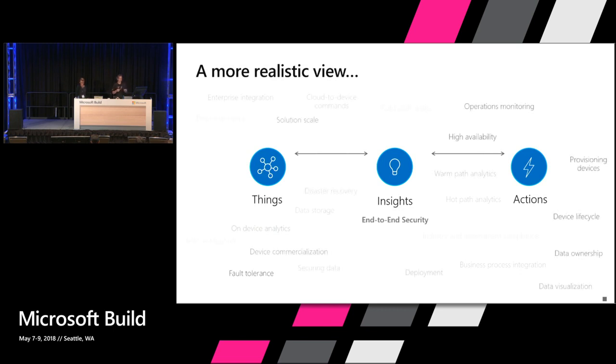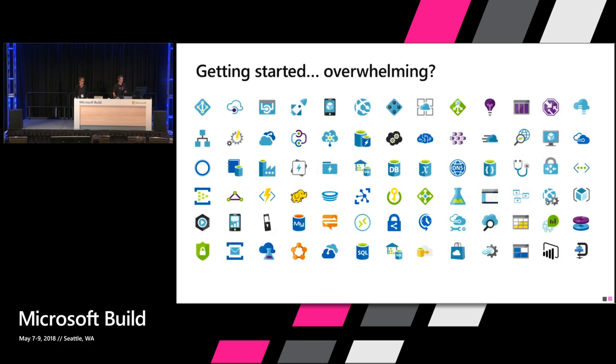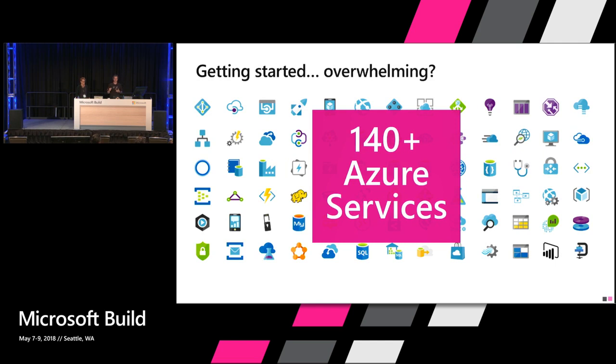Then we start to layer on a more realistic view. We have to think about things like end-to-end security and device management and solution scale or high availability. And then we start layering technology on top. There are over 140 Azure services. Sometimes it feels to me like updates to services or new services get released almost daily. So it's a very rapidly churning technology landscape in the cloud space and definitely IoT space as well.